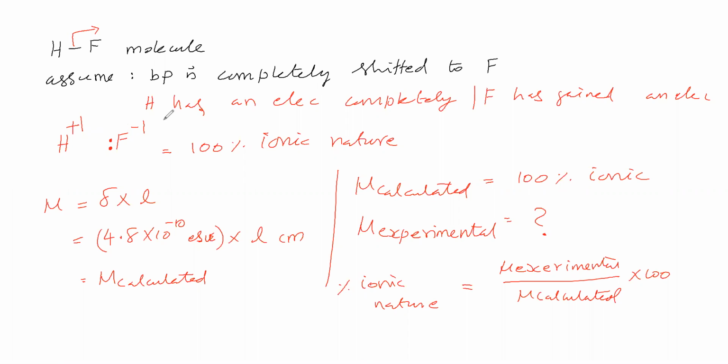Next we will take the observed dipole moment, in the sense of the experimental dipole moment. Observed dipole moment is equal to 2 into bond moment into cos theta by 2.